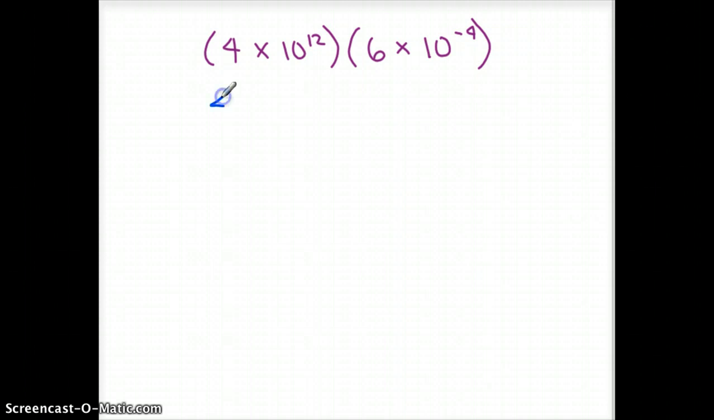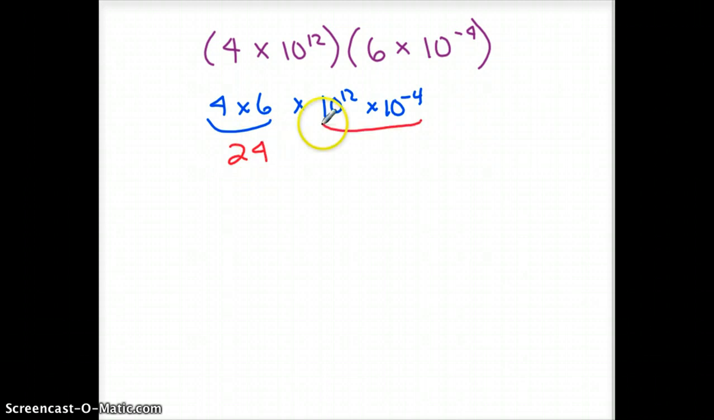Okay, so again, I'm going to regroup it how I like it. I'm going to do 4 times 6 together, and I'm going to do 10 to the 12th times 10 to the negative 4 together. Okay, and 4 times 6, that gives me 24. 10 to the 12th times 10 to the negative 4, that's going to give me 10 to the 8th. Okay, so I've got 24 times 10 to the 8th, but nope, that first number is not in scientific notation, so I'm going to make it 2.4.